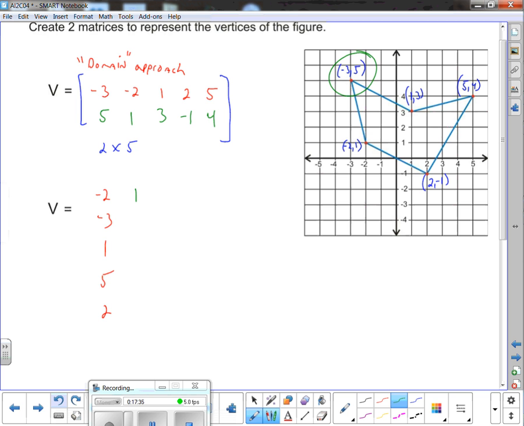Now look at the second point. What goes with the -3? The 5. And again, I'm just going clockwise now, right? What goes with the 1? The 3. What goes with the 5? The 4. What goes with the 2? The -1. And now, again, I'll bracket it off.